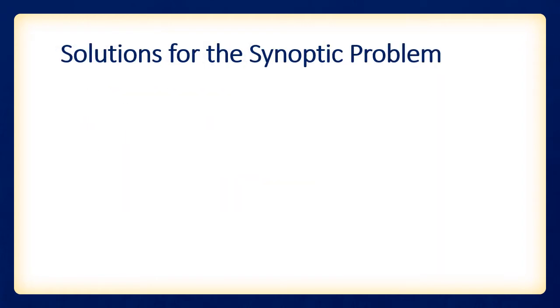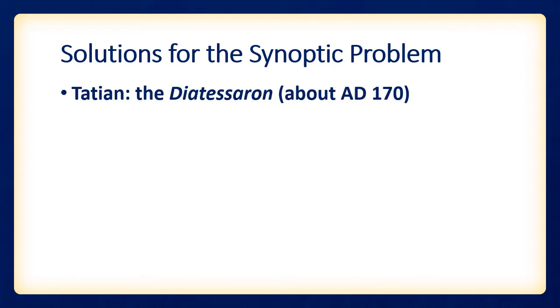So how do we solve this synoptic problem? Well, a couple of things from the ancient world. There was a Syrian, and by Syria we mean Damascus or Antioch, and this guy's operating in that general area. His name was Tatian, and he was a church official, and he took it upon himself to take the 4 Gospels and combine them into one account, and he calls this the Diatessaron. He's doing this about AD 170, so toward the end of the 2nd century.